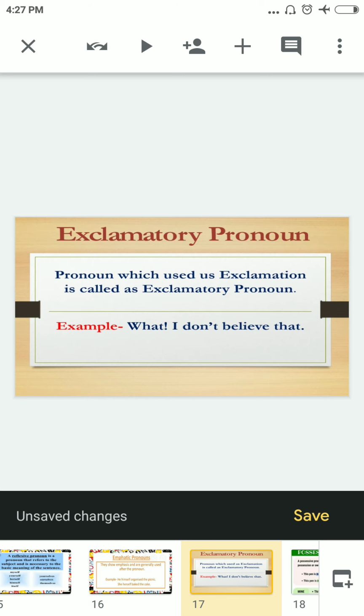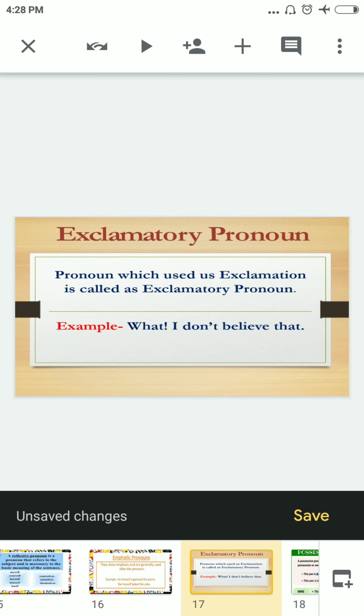Now we can move further to the exclamatory pronoun. What is exclamatory? Exclamation. If you know the exclamation mark and the use of exclamation, then you are able to understand the exclamatory pronoun. A pronoun which is used as an exclamation is called an exclamatory pronoun. ओके, जो एक्सक्लेमेशन के तौर पे यूज होते हैं सेंटेंस में, वो प्रोनाउन कहलाते हैं एक्सक्लेमेटरी प्रोनाउन. "What? I don't believe that."